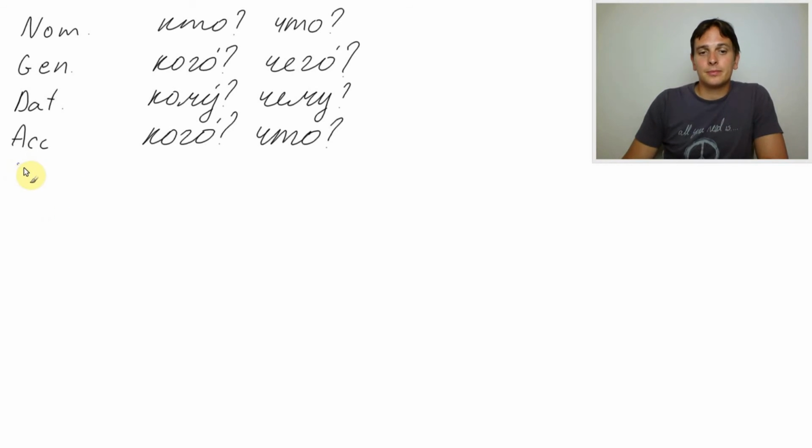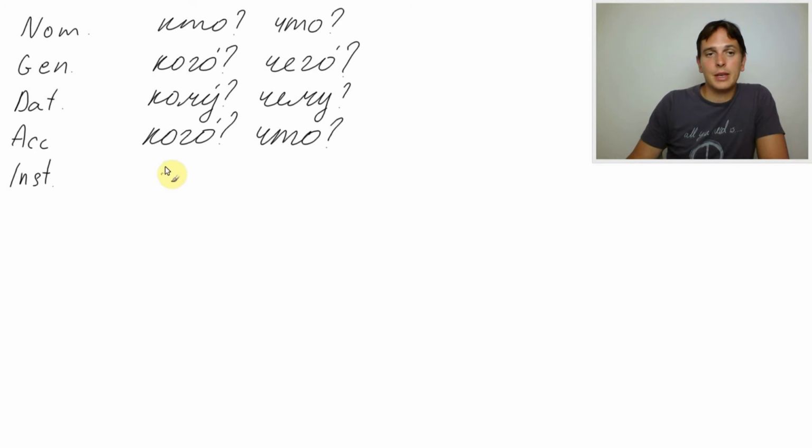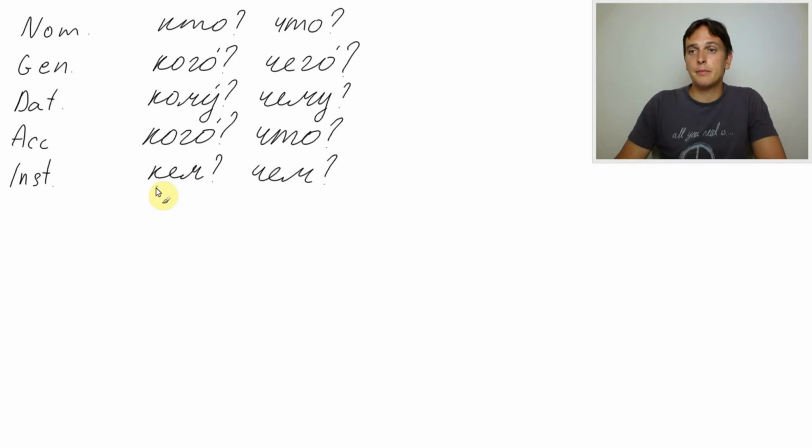So, instrumental case. Instrumental case answers the questions by whom or with whom, and by what or with what. Кем, чем. So, кем, by whom or with whom. Чем, by what or with what. Again, кого, что, кем, чем.